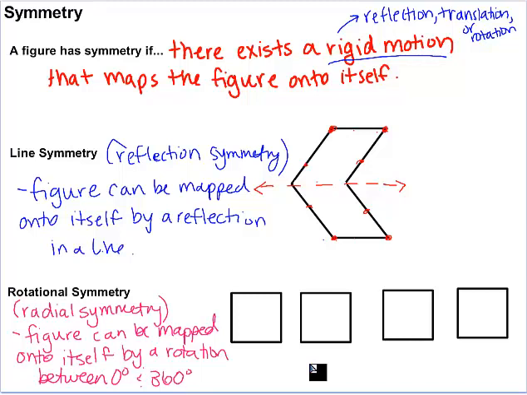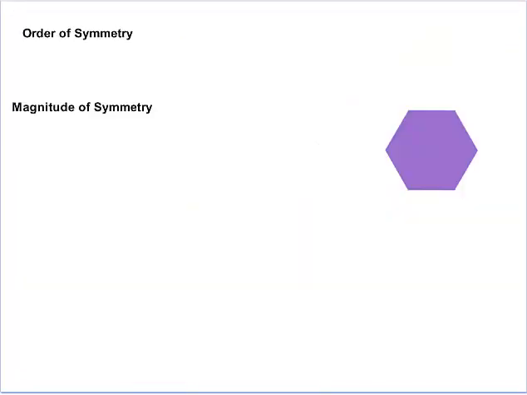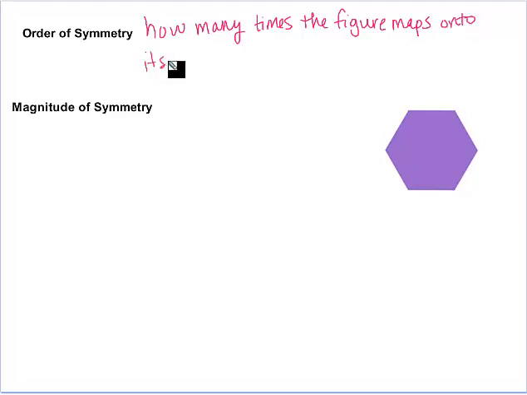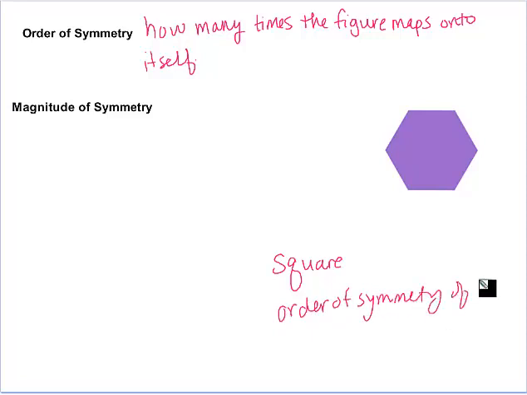And that is going to be the next topic, which is called the order of symmetry, which is just discussing how many times the figure maps onto itself. So that previous example of a square mapped onto itself 4 times. So our square had an order of symmetry of 4 because it mapped onto itself 4 times.